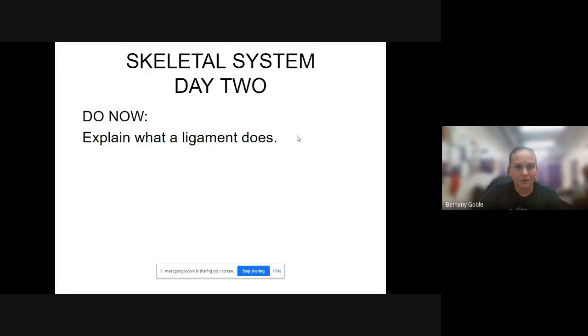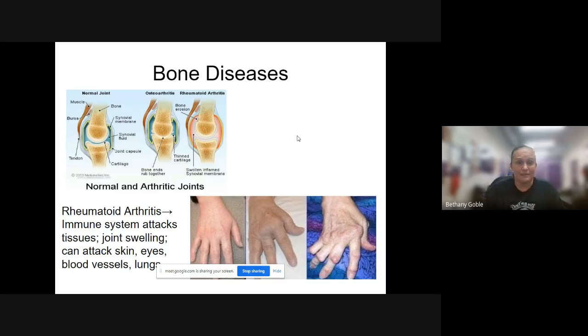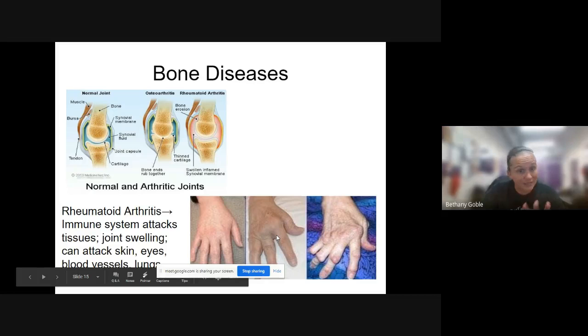All right. Today, we're going to talk about bone diseases, right? So the first bone disease we're going to talk about is rheumatoid arthritis. I know you guys are all looking at these pictures on the bottom of the hand. I'll get to that in a second.